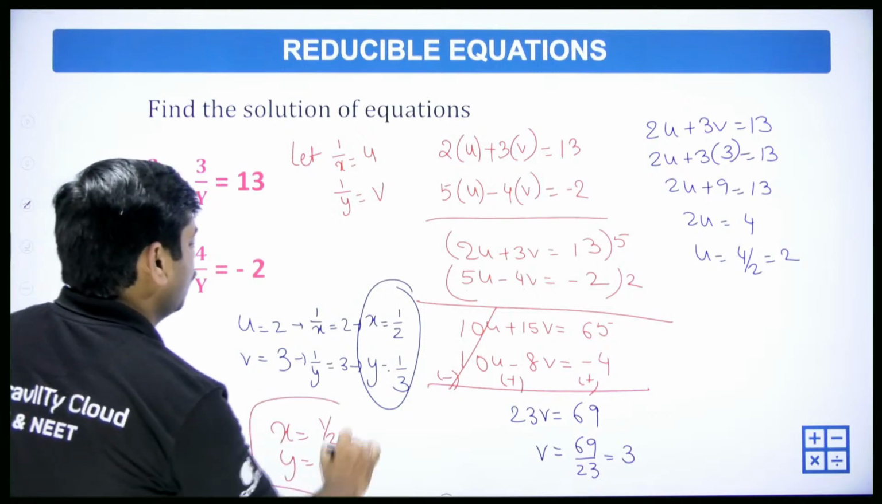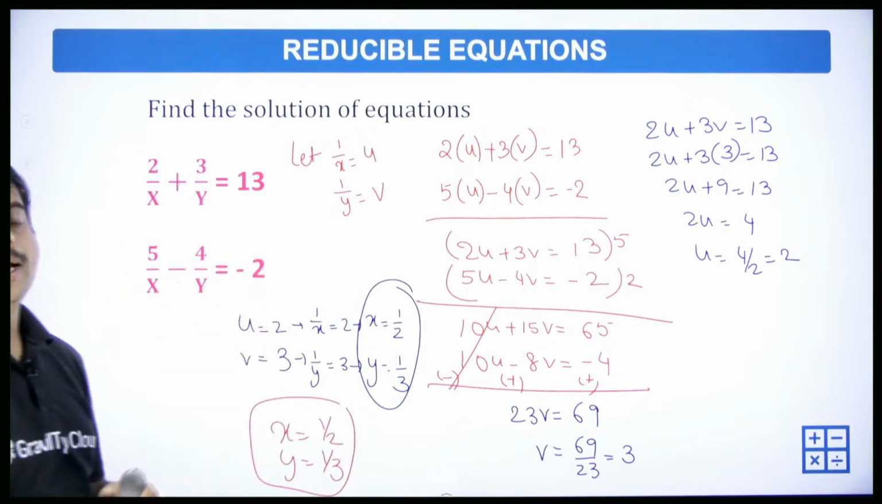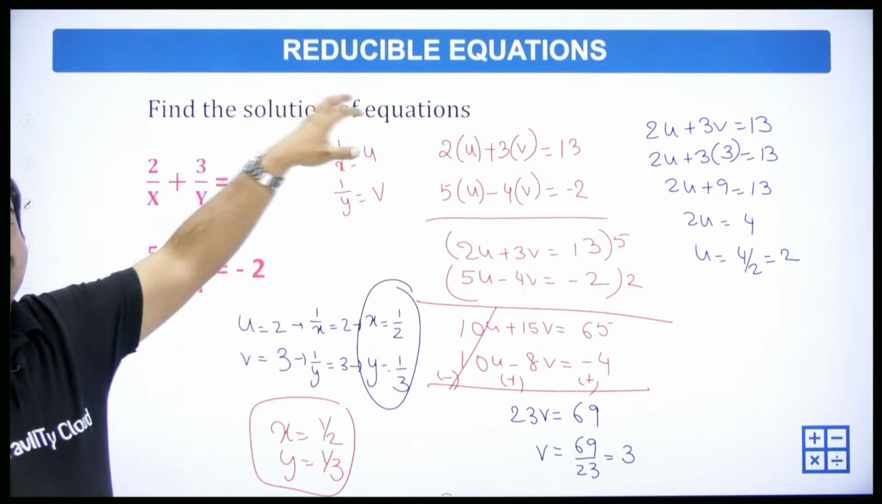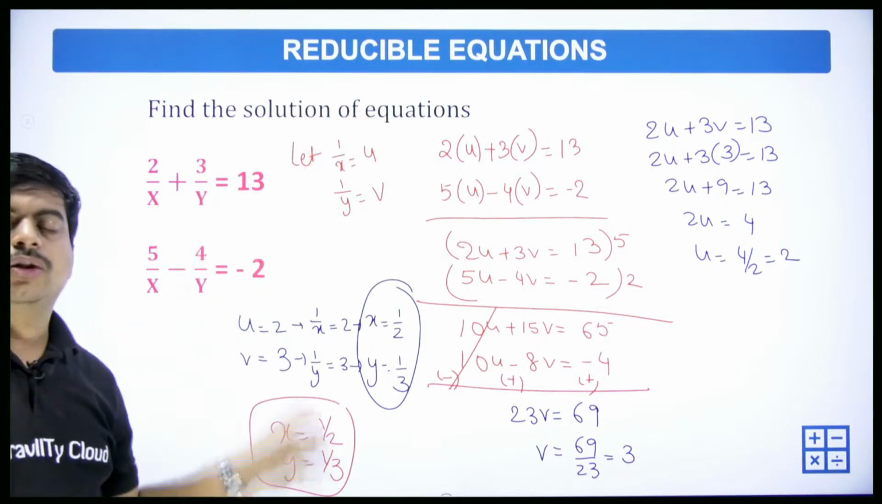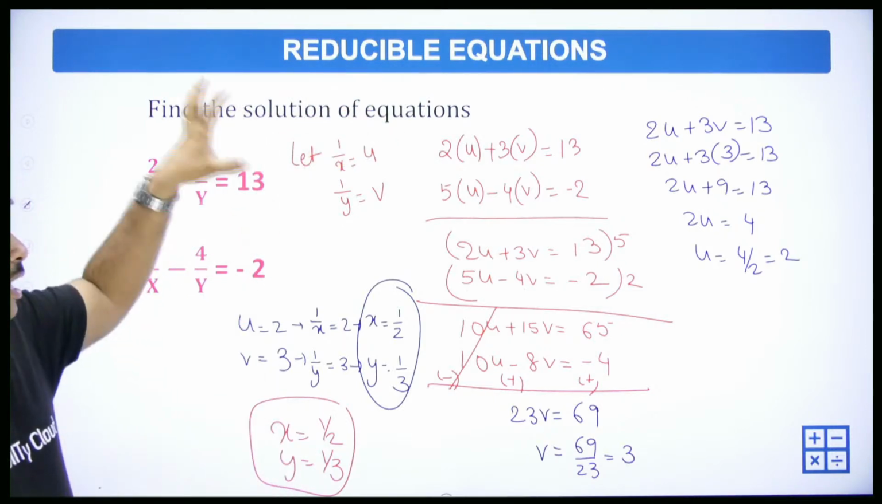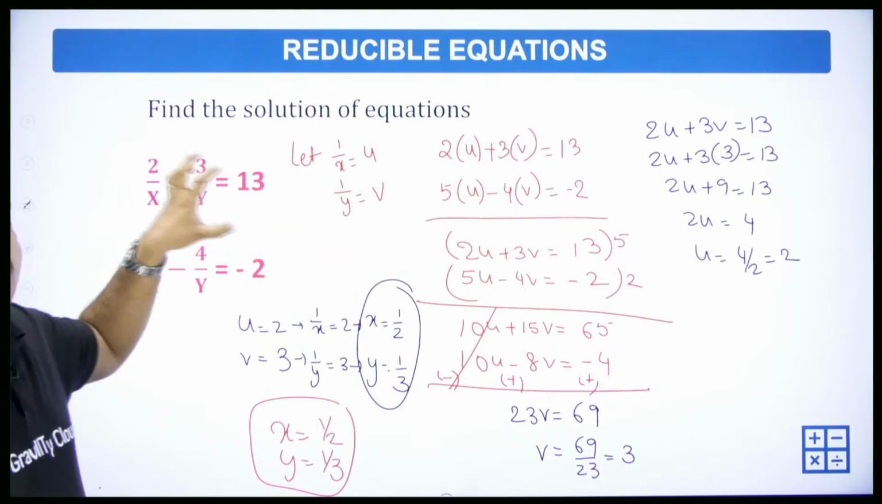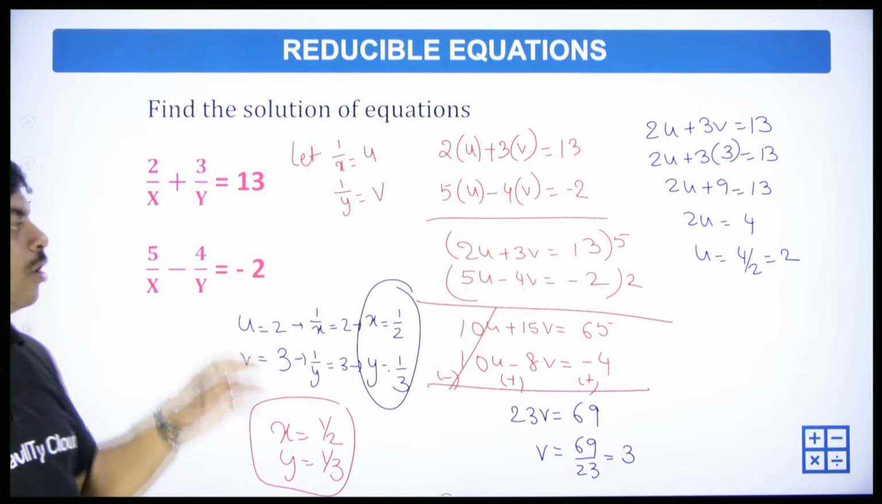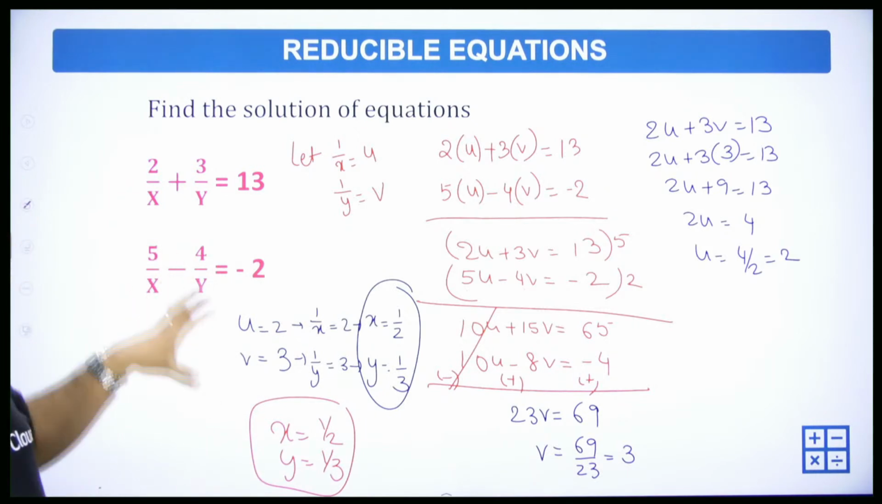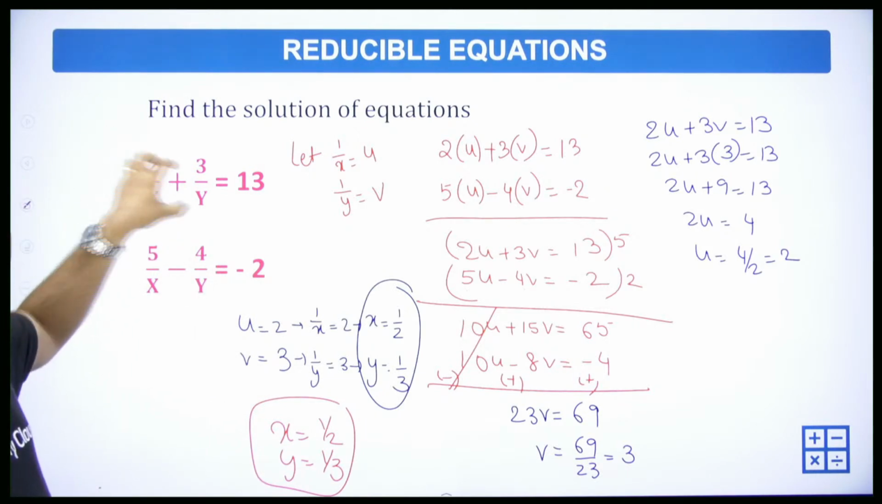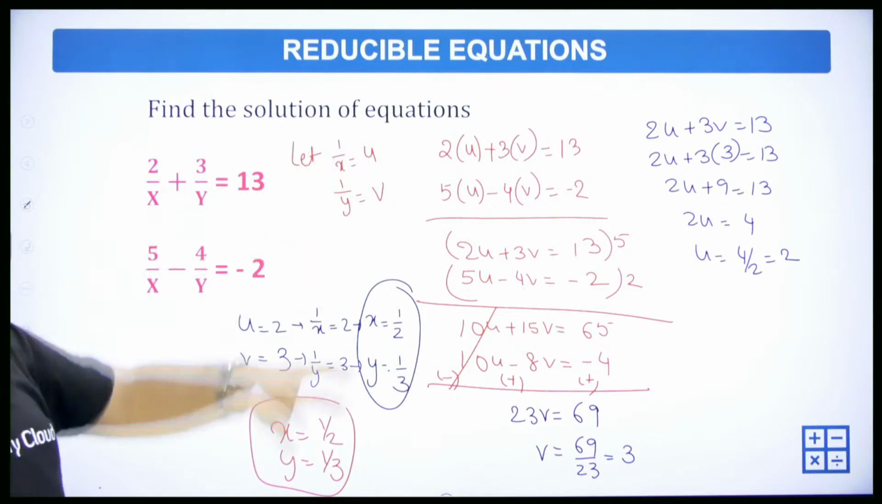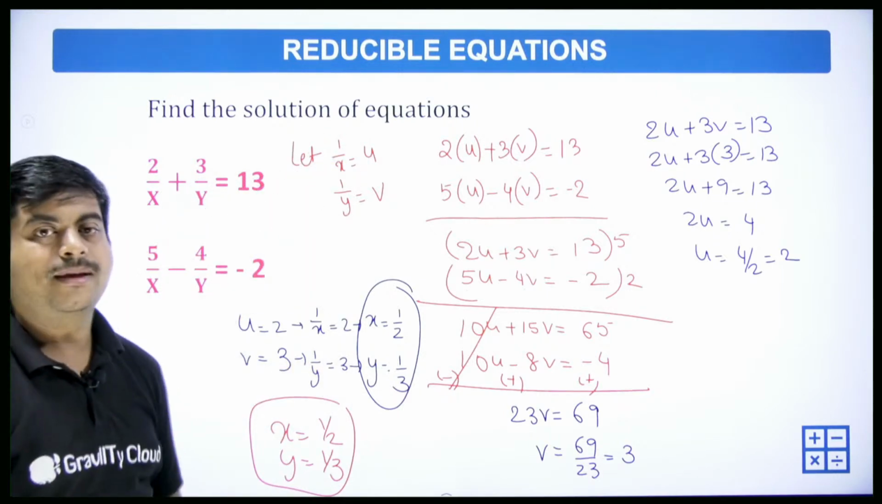You can ask me one thing, sir, why are we taking so many substitutions? So many, let 1 by x equal to u. Without that, can we do? Yes, without that also we can do, but definitely not as simple as this one. We need to solve for lot many equations, lot many steps, right? So instead of all those 1 by x and 1 by y, if you can take it as u and v, it will be very easy to solve, right?